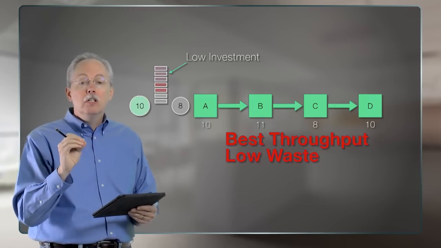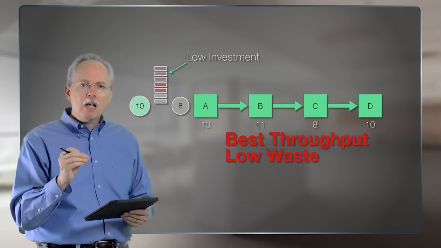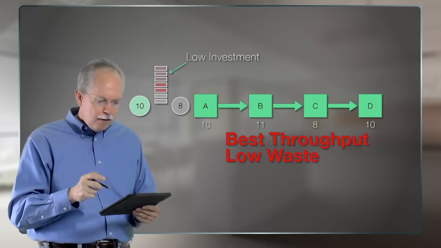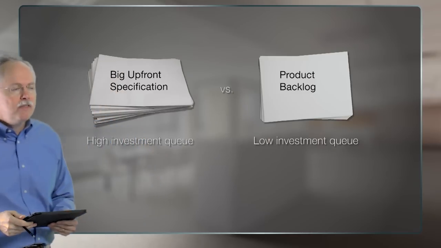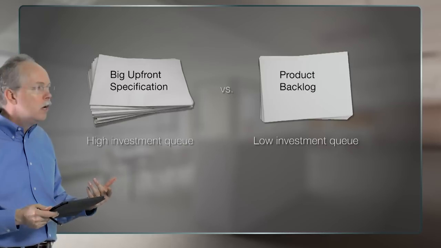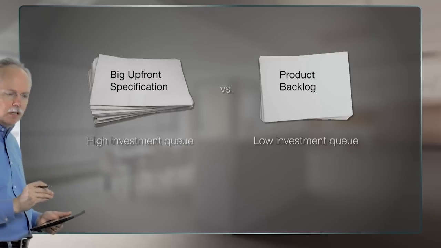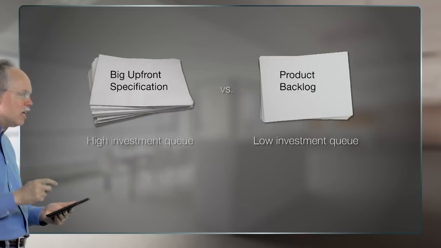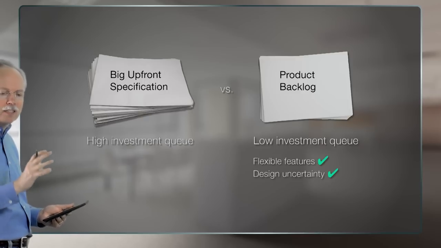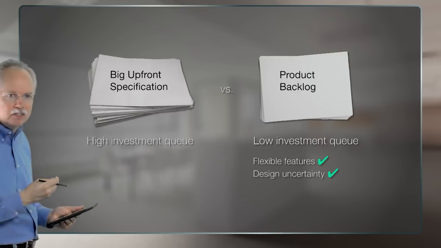Right? This is queuing theory from the theory of constraints. And the people that created the product backlog said, we need to do this because we don't want to invest a ton of work in a big upfront specification that has huge investment, where we've tried to figure out what this is all about. We'd rather have a product backlog that has a very low investment. So when we think about the product backlog, we're thinking about a low investment that has flexible features and can handle design uncertainty because we haven't got a lot of time and money invested into it.